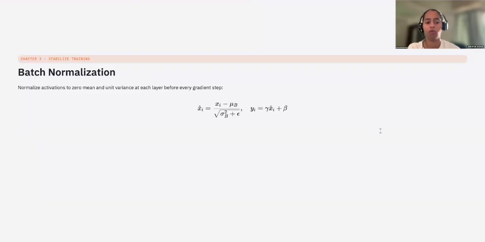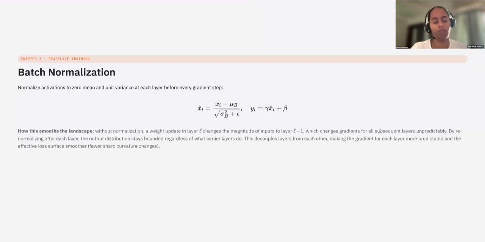But we still want to keep the learnability of the network, right? The expressibility of the network. So we also learn these scaling and shifting parameters, gamma and beta. These are completely learnable, and these keep the expressibility of the network intact, even though we're constraining the activations to be zero mean and unit variance.